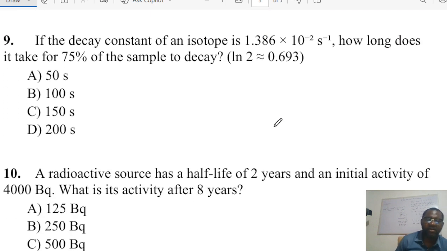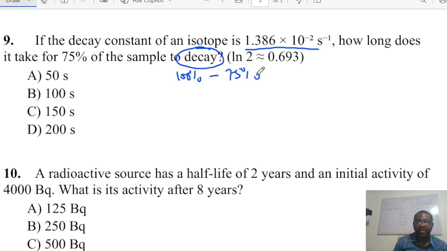Now number 19. If the decay constant of an isotope is 1.386 times 10 to the power minus 2 per second, how long does it take for 75% of the sample to decay? Now, notice the word decay. We don't use decay in calculation. The complete is 100%. The amount that decayed is 75%. That means the amount that remains will be 25%. So we are interested in 25%.